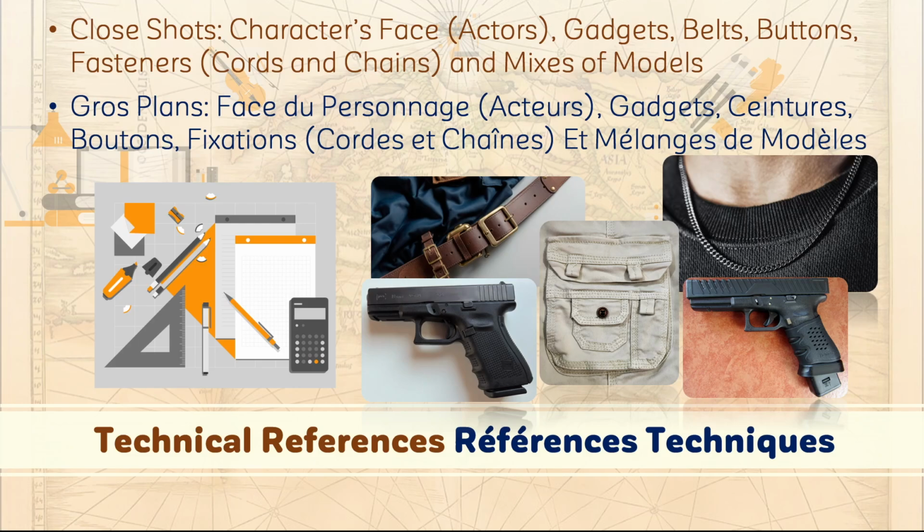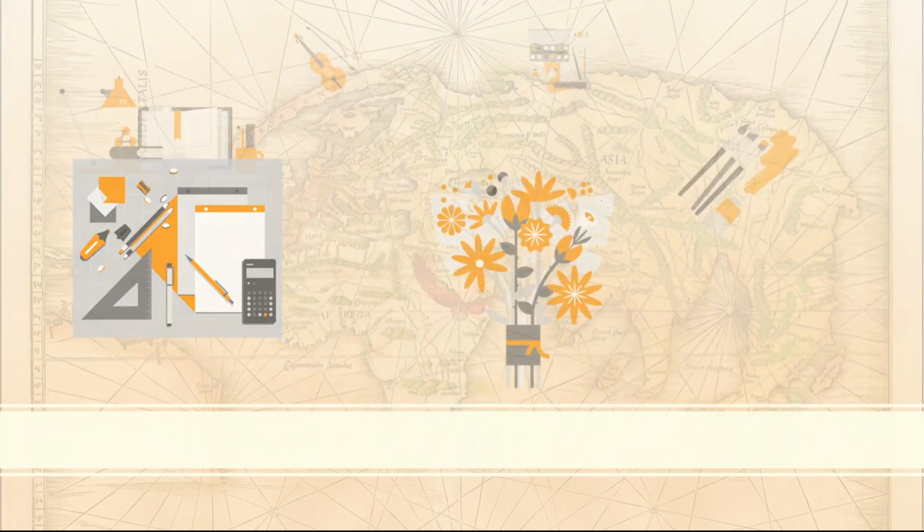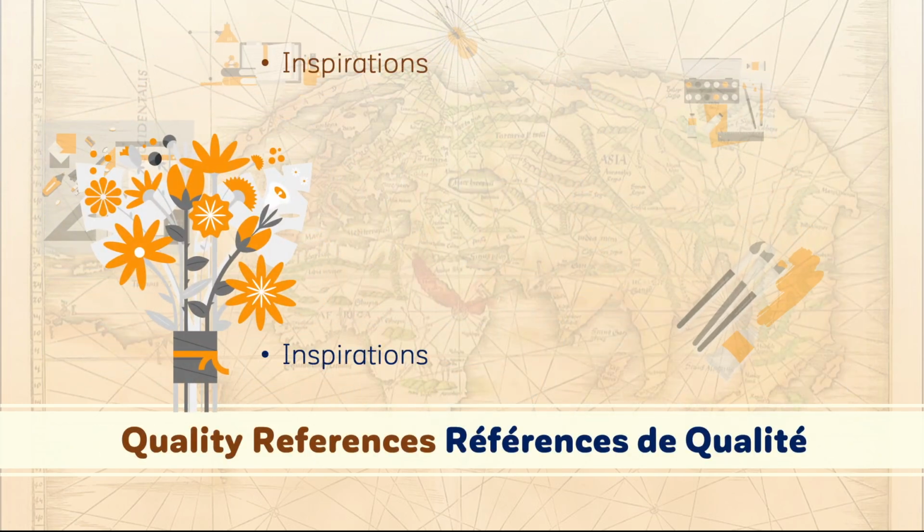So I forgot to mention that the technical references should only be photographs, because if you reuse art from other people, you might introduce errors that they made. So it's as simple as that. And for the other references, the quality references, you can use other art pieces, because what you aim to do with them is to reach similar quality as the other artist.